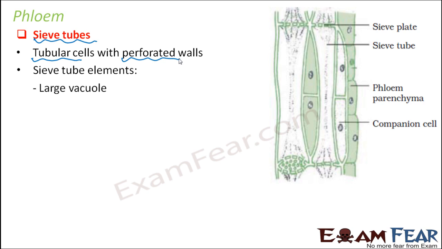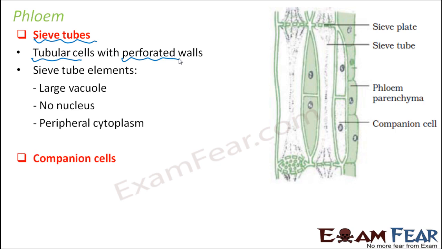Now each of these sieve tube elements has a large vacuole. Now a large vacuole has to be there, right? That is quite logical, because phloem is basically transporting food material. So it has to store food in some form, in the form of starch or something. So who will store that inside the cell? A vacuole, of course. So the vacuole is quite large. There is no nucleus, because nucleus is mostly used for cell division and all those stuff. So there is nothing like that required here. So nucleus is not really needed. Peripheral cytoplasm. Cytoplasm is there towards the periphery. So that's about the sieve tube.